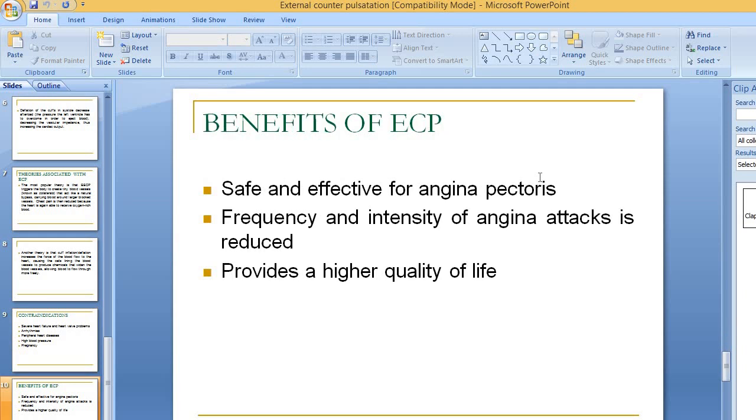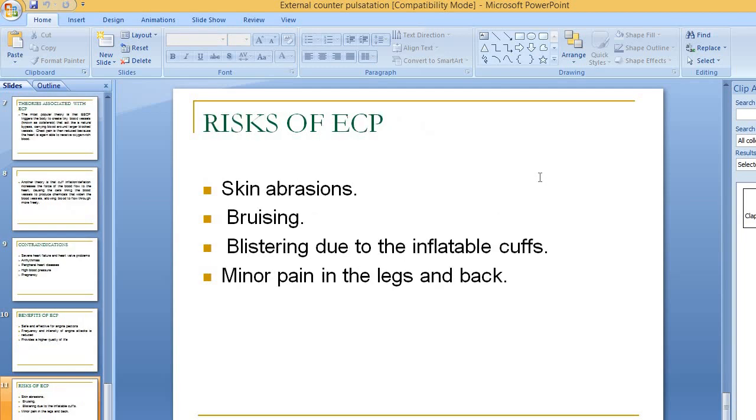Some of the benefits we have from ECP: it is very safe and effective for angina pectoris. The frequency and intensity of angina attacks is reduced, and it provides a high quality of life. So these are all the things we should know about ECP.